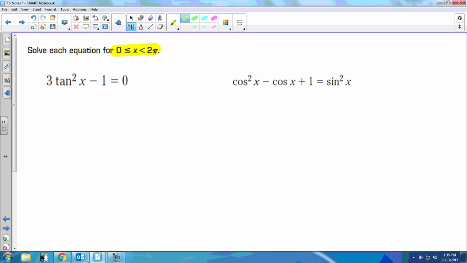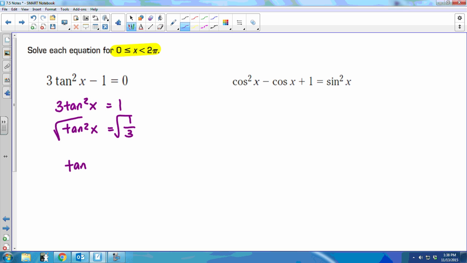On the next set, same thing, it just wants the answer from 0 to 2 pi. That means it wants the answer in radians. For the first one, we add 1 and divide by 3. We have to take the square root. So we get tangent x equals 1 over the square root of 3, because the square root of 1 is just 1. And it's positive or negative. This is also the same as the square root of 3 over 3.